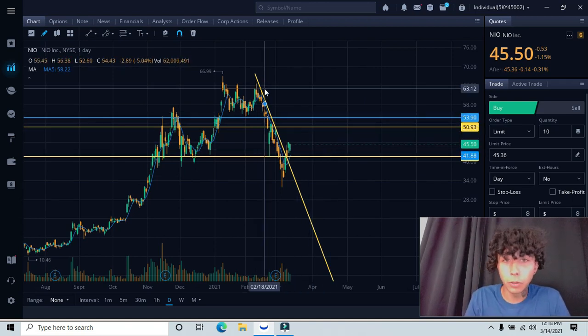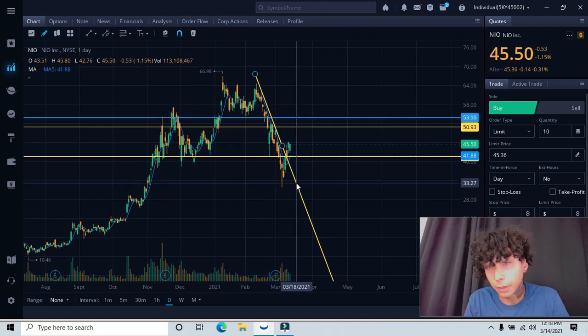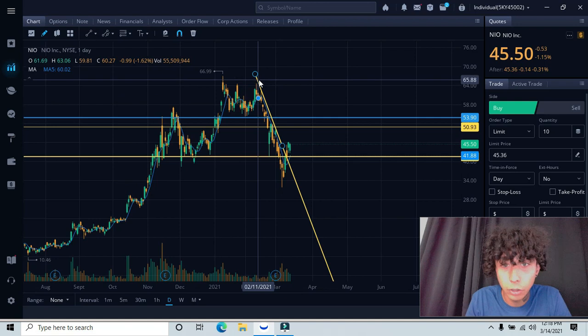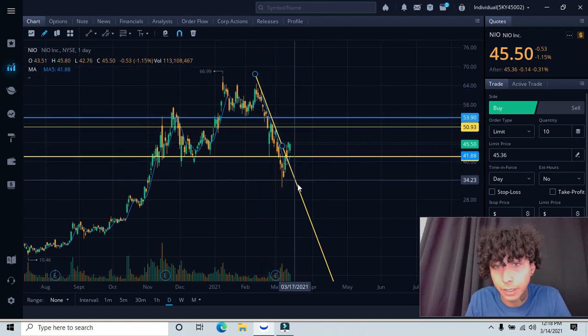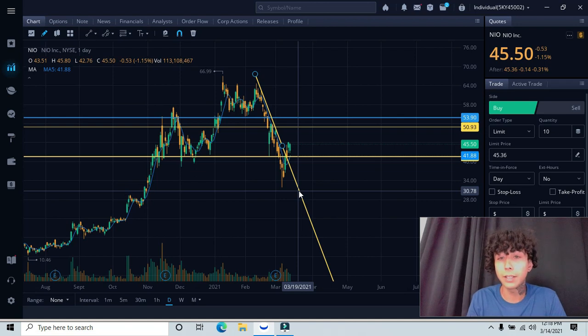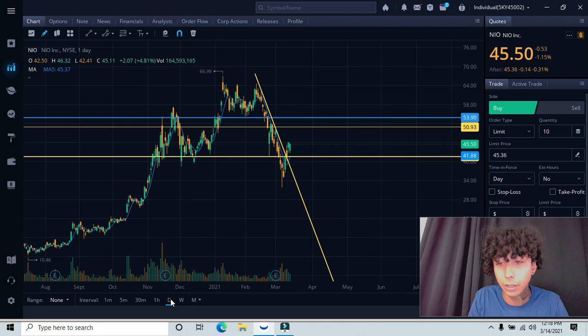So our first line that I have right here is just to show me that we are currently in a downtrend. And you see how none of these candlesticks break above this line that I set. So that is a clear downtrend that we have here. And I'm also on the daily chart, guys.